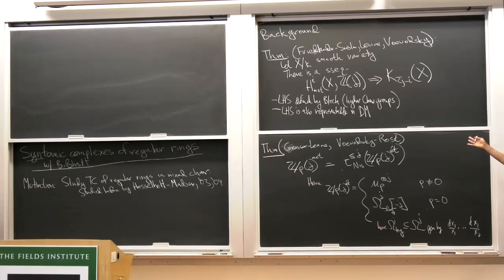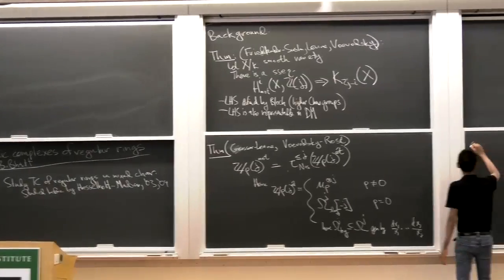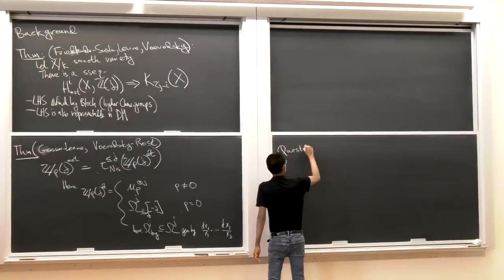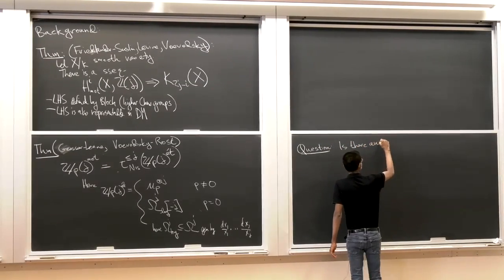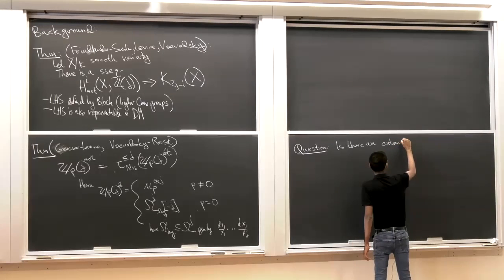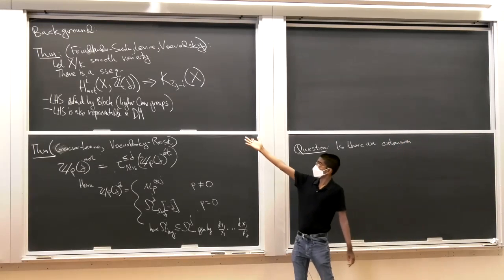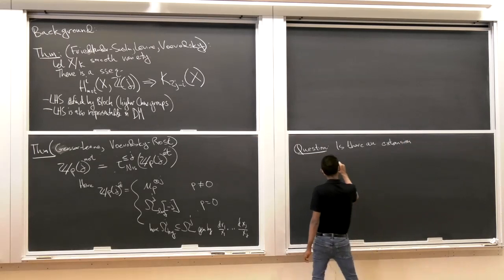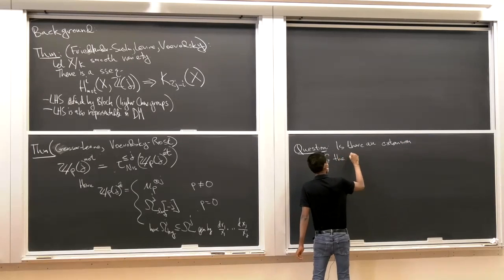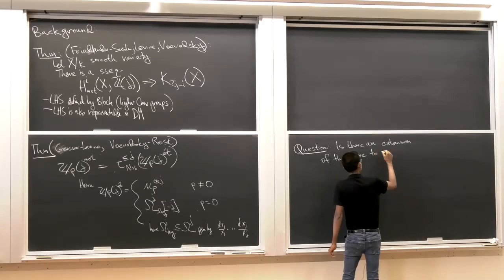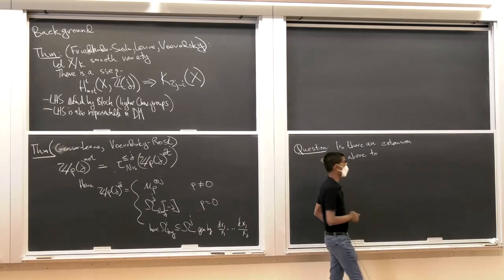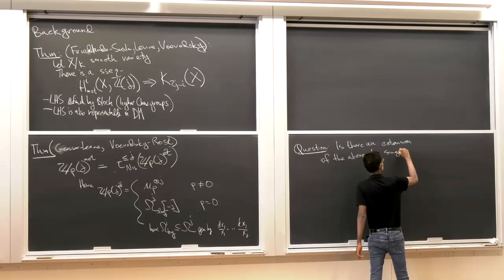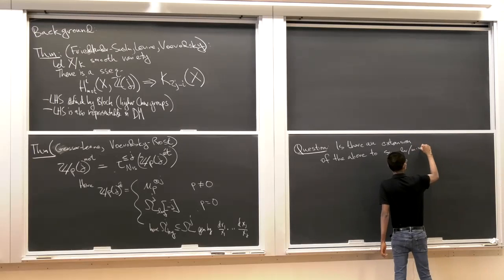But notice that in this theorem, it's really essential that you have a smooth variety over a field. So I think a natural question here is: is there an extension of the spectral sequence, and of the above, to more general situations? That could mean singular varieties over a field, or schemes in mixed characteristic, so singular or mixed characteristic settings.